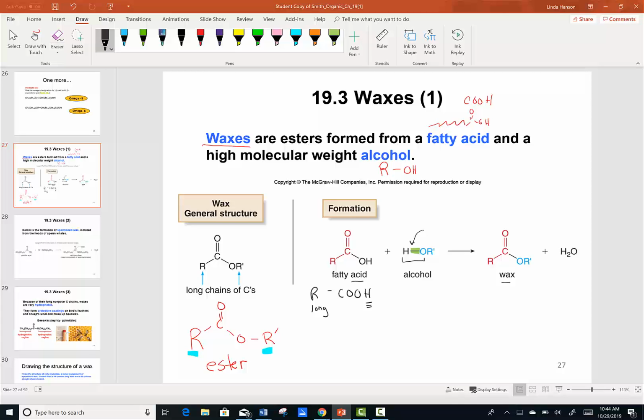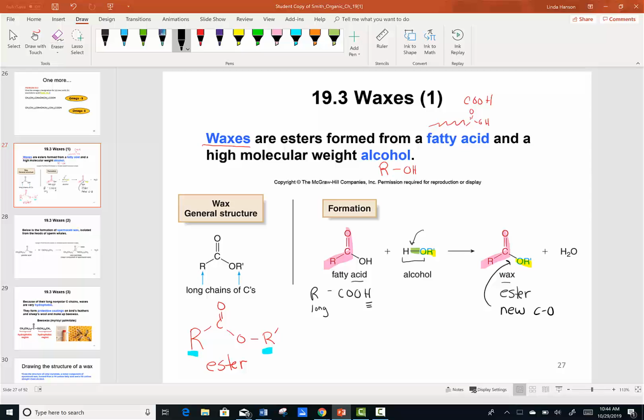Notice the wax is an ester. We need to remember that a wax is a class of an ester. The original fatty acid, which is the COOH, is retained in the final wax structure. And then the OR functional group from the original alcohol is attached onto that carbonyl carbon. We have a new CO bond that forms.